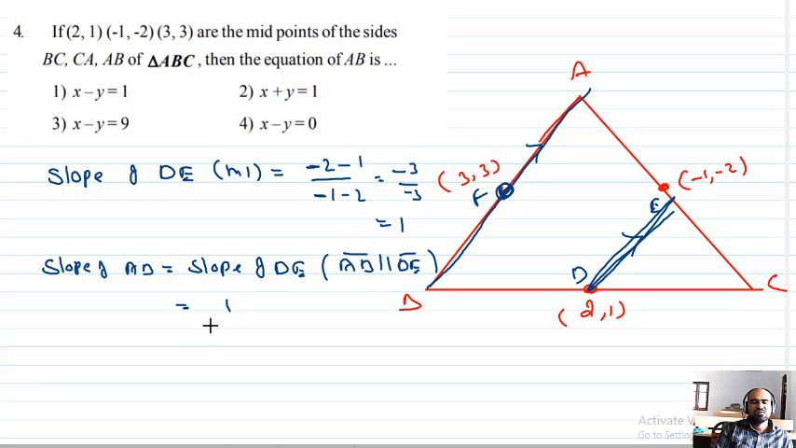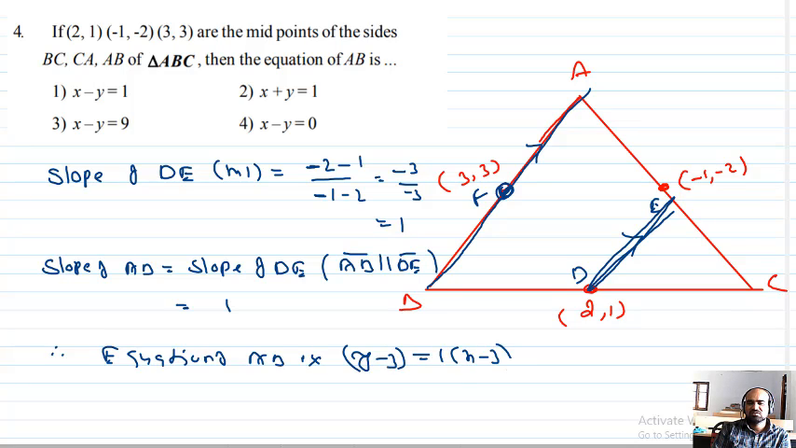What is the slope of this one? Now I can find the equation of AB. Therefore, the equation of AB is y minus 3, that is y minus y1, equal to m into x minus x1. So x equal to y. The 3 gets cancelled. Now what will x equal to y? What I can say, my answer is 4.